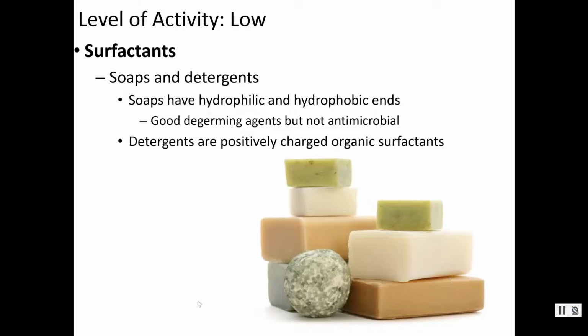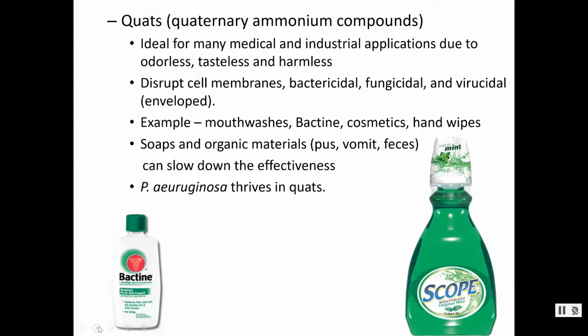Okay, so those are your surfactants, surface active, your soaps and detergents. This is a low level of control. Another thing we use a lot in this low level area is called quaternary ammonium compounds. These are great. It is a chemical, so we're actually killing stuff. It disrupts some cell membranes and can get rid of bacteria, viruses, and fungus. The good news is that they are odorless, tasteless, with no side effects. So we can use these a lot without harming ourselves.